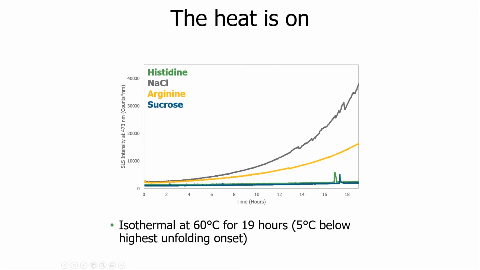So now you know that if you're running a longer term isothermal experiment and setting the temperature quite high, 60 degrees Celsius, that might still be acceptable for your histidine and sucrose samples, but you can expect to see aggregation in your sodium chloride and arginine samples.